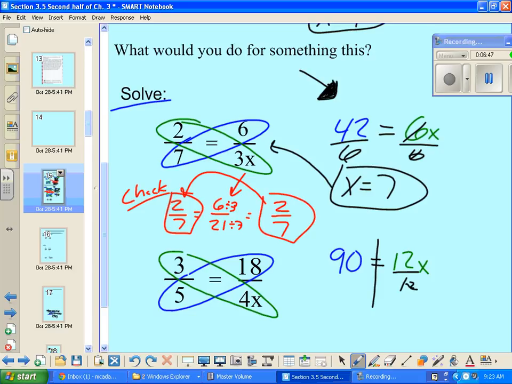Divide both sides by 12. 12's cancel out on that side. I get x equals 7.5. And again, I could plug that back in and find out if it's the correct value for x, but by plugging it back in, I think you would find that it also does check out. So that is the correct answer.